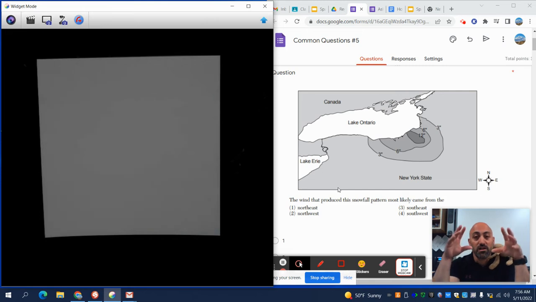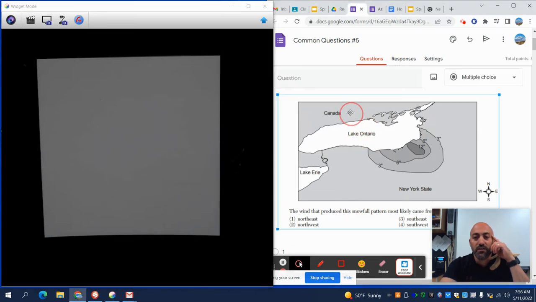With lake effect snow, okay? So I don't have anything to draw here, sorry. Lake effect snow, the wind just needs to blow over a lake. The longer that it blows over a lake, so like right here, if it was blowing across the lake this way, that wouldn't be the longest part of the lake. It wouldn't pick up as much. But when the wind starts to blow across the lake this way, it can pick up more water.